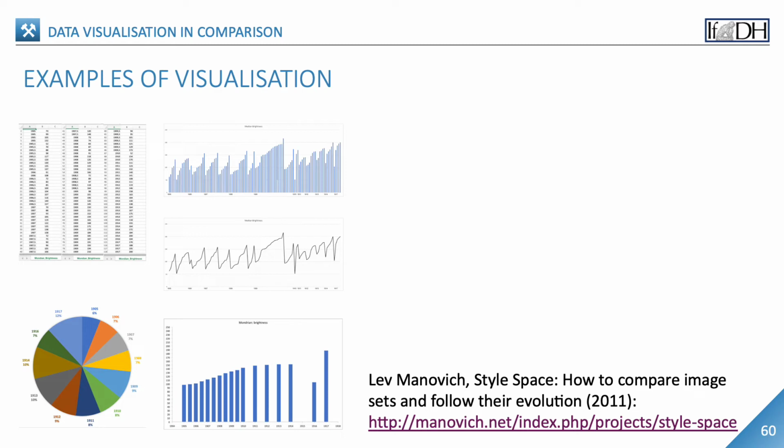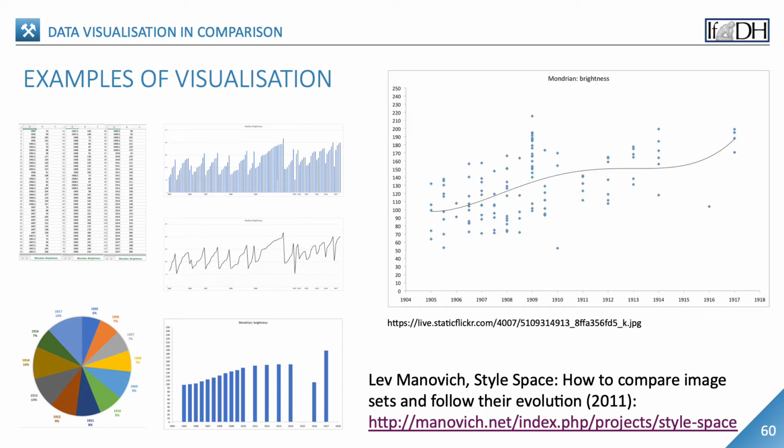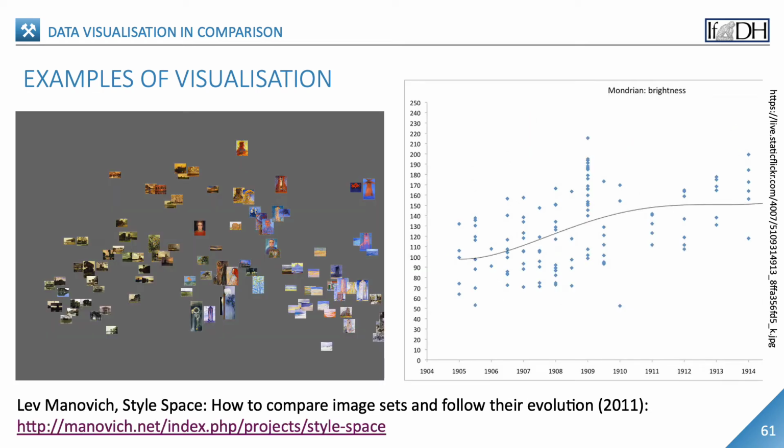For the visualization of a distribution, such as we have before us here, it would make more sense to use the dot distribution diagram, as you see it on the right. Here, the brightness values of all paintings are plotted as points, and the median is indicated as a line for orientation. For an analysis of large sets of paintings, however, the visualization form developed by Lev Manovich is even better suited. Here, the points of the distribution diagram are replaced by miniatures of the photos.